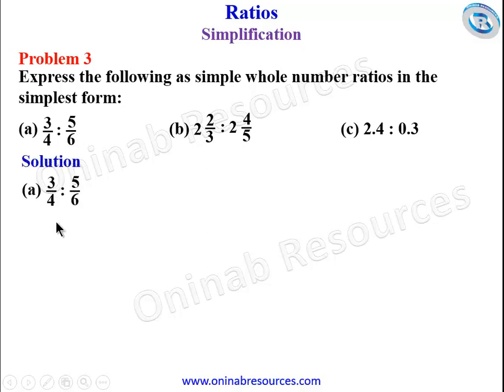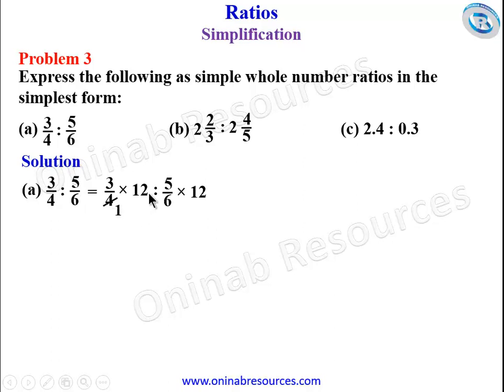The solution starts with A, which is 3 over 4 ratio 5 over 6. In order to make the ratio a whole number ratio, we find the LCM of the denominators, which are 4 and 6. The LCM is 12. We multiply the first fraction by 12. So that's going to be 3 over 4 times 12 ratio 5 over 6 times 12.